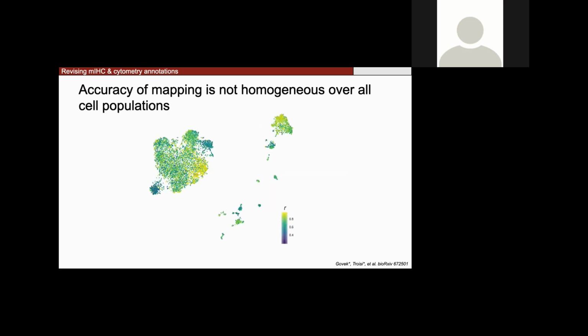So to assess how accurately a SiteSeq cell is mapped onto CODEX, we take the correlation between the protein expression profiles of the CODEX cells that SiteSeq cell gets mapped to, which is essentially a measure of how condensed or sparse the region it gets mapped to is. And we see when we plot this accuracy of mapping over the SiteSeq UMAP, that certain cell types like B2 cells or T cells are much more accurately mapped than other cell types like B1 cells or dendritic cells.